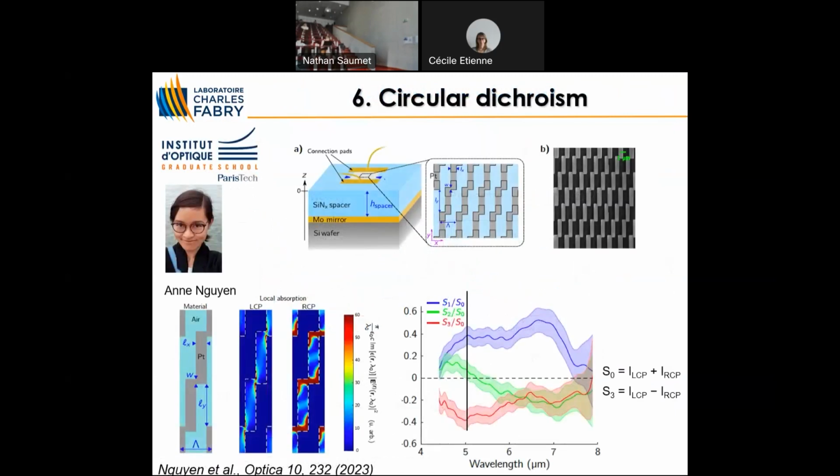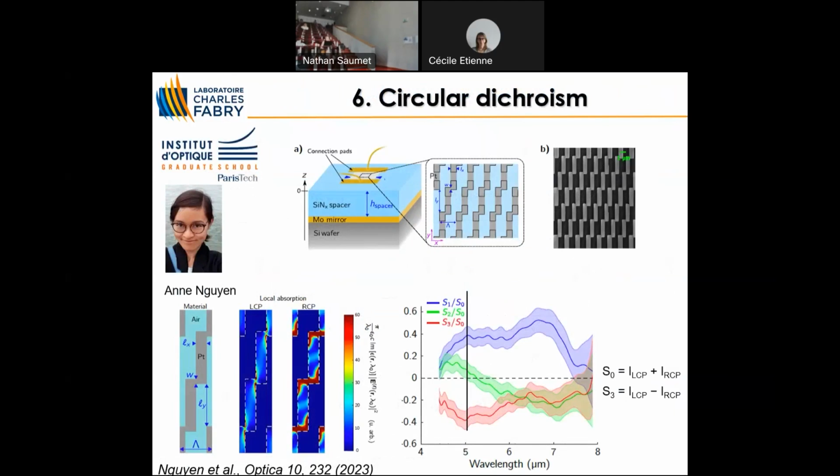And finally, we wanted to control polarization, and we wanted to do something more challenging, which is to emit circular polarization. So I just told you that with a linear grid, we had linear polarization. So we introduced in the system chiral elements. And the simplest way of doing chiral elements was to introduce these zigzag structures.